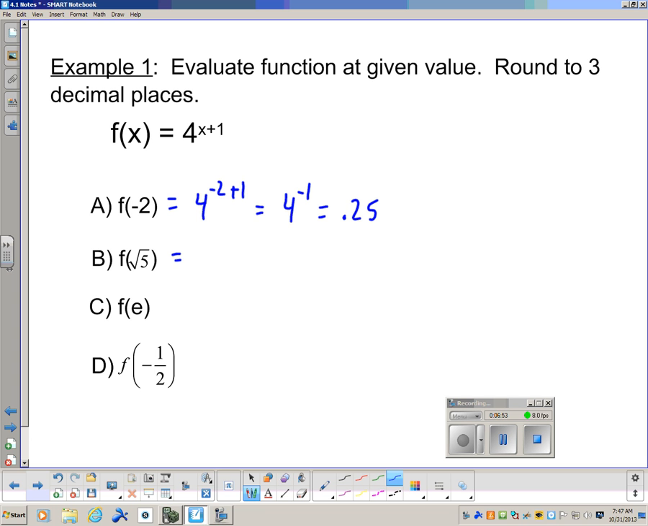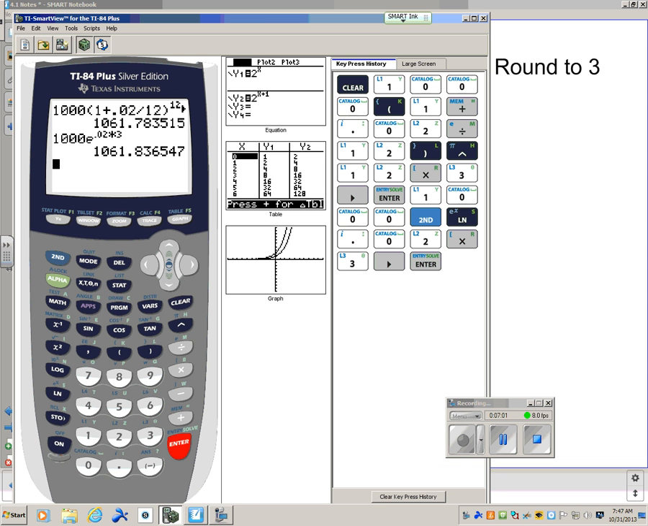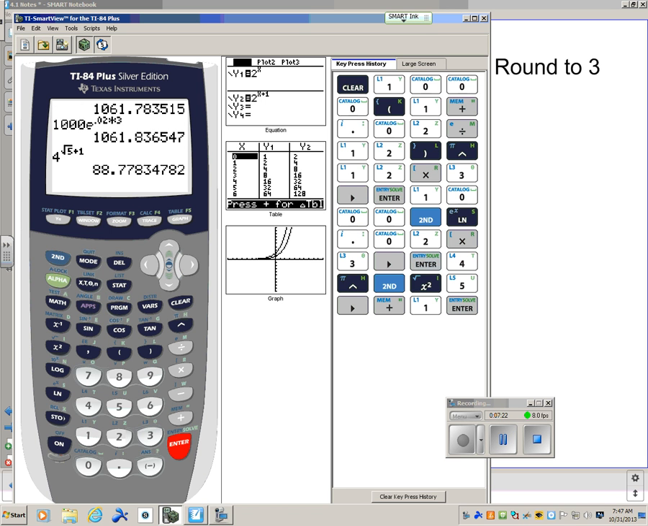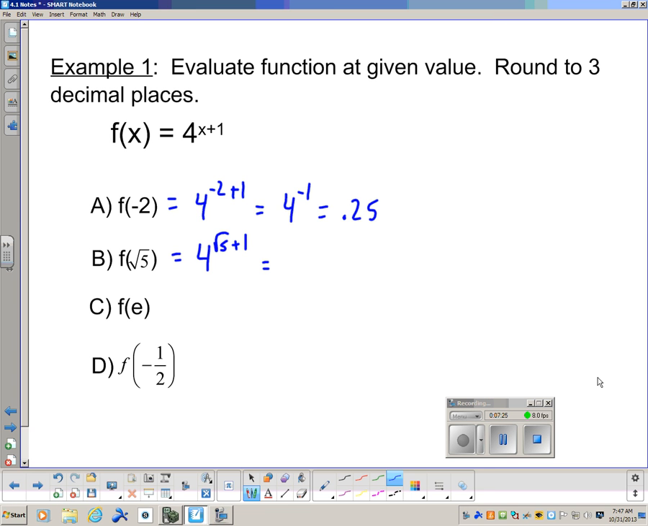We can do the same thing here. 4 to the square root of 5 plus 1. So I'm going to do that one. 4 caret key, and again, on some of yours, you're going to have to put parentheses around what I'm doing here. And to get it to stop being inside the square root, you have to hit the right arrow, and then it's plus 1. And you get 88.778. So 3 decimal places, they mean 3 places beyond the decimal point, to the right of the decimal point.